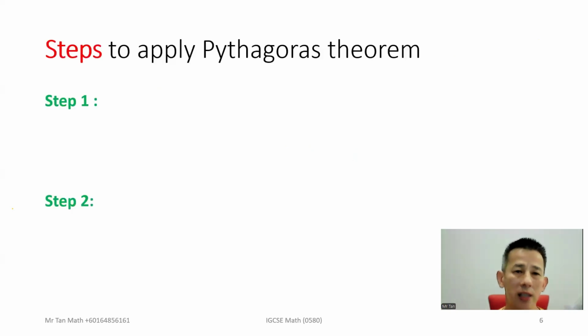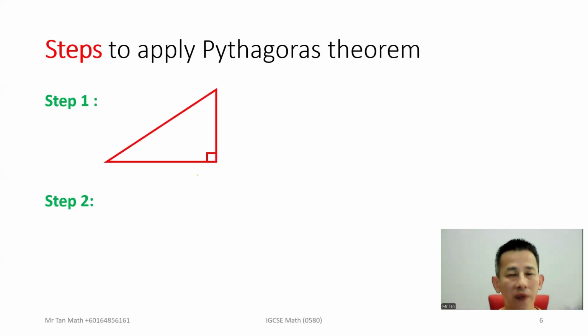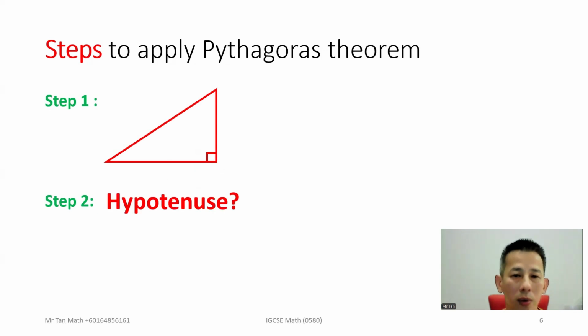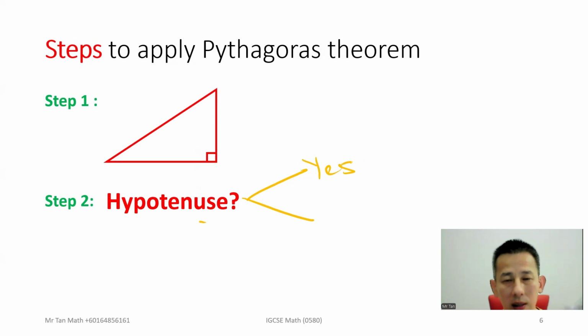Okay, so here are the steps to apply Pythagoras theorem. First, you need to make sure you have the right angle triangle. If you can't see it in the question, you need to find where it is. Second, you need to determine where the hypotenuse is. This is important because if the side that you want to find is the hypotenuse, then you need to plus. If no, then it's minus.